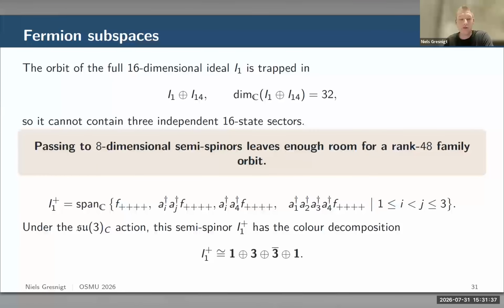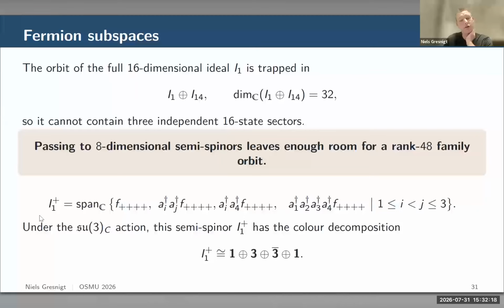So for that reason, instead, I pass to the 8-dimensional semi-spinors. So I select 8 states within the first minimal ideal in such a way that when I apply Psi3, the order 3 generator, it gives me linearly independent generations. So I choose the first sector to be the even semi-spinor. So that means all the even terms of the first minimal ideal. So that's an 8-dimensional space.